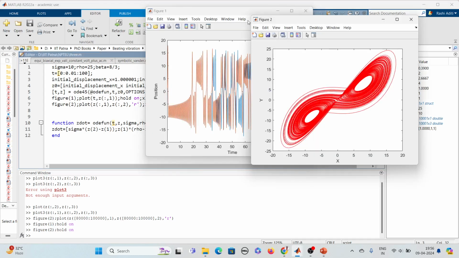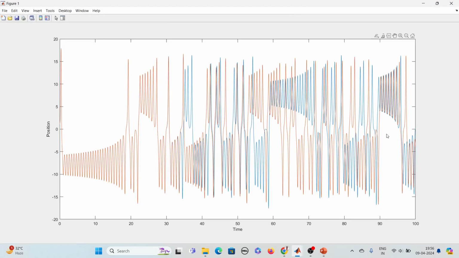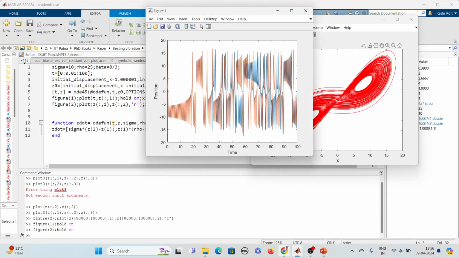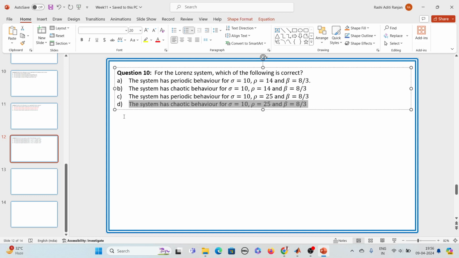Now you can see it very clearly. My system response is chaotic because with time my behavior is changing. However, initially, up till here, it was exactly the same. See, up till here it was exactly the same. So if I look into the options, the system has periodic behavior for this, the system has chaotic behavior for this. So the system has chaotic behavior. So this is my correct option.